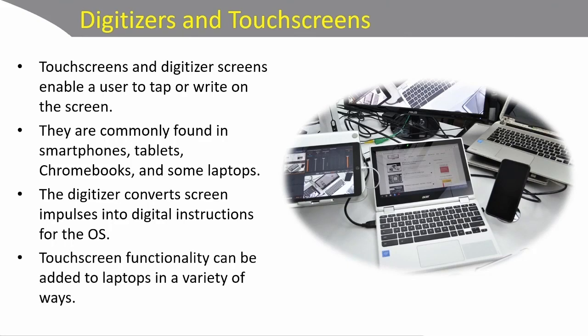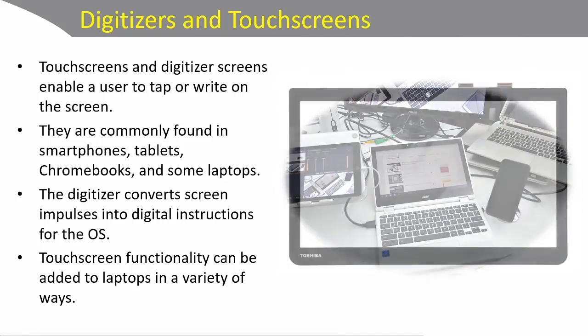And touchscreen functionality can be added to a laptop if it doesn't have it in a variety of ways. One, we can install a replacement screen and or digitizer. And if you have an older laptop, you probably won't be able to do an all-in-one screen. But it could be that someone purchased a laptop, but they didn't go for the touchscreen capability, though it was available on that model. So you could always upgrade that screen. So in some cases, it's possible to get a replacement screen and digitizer.